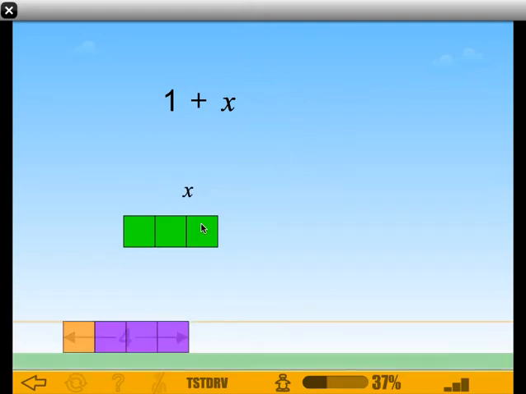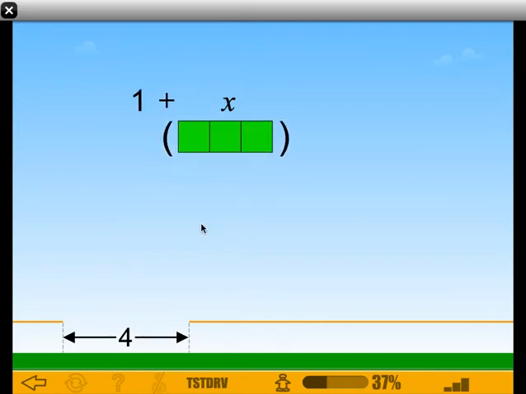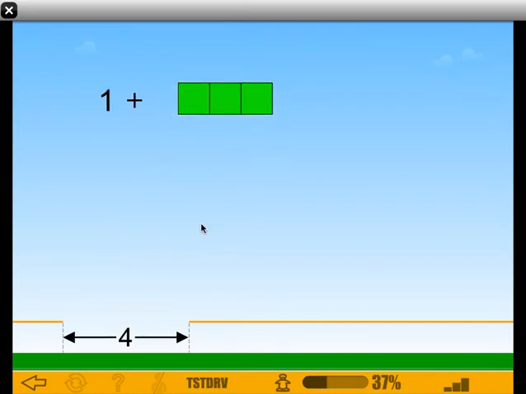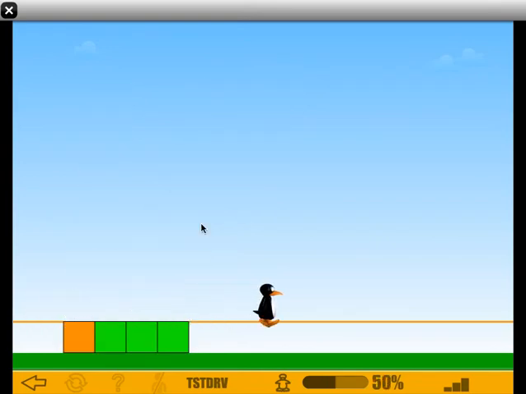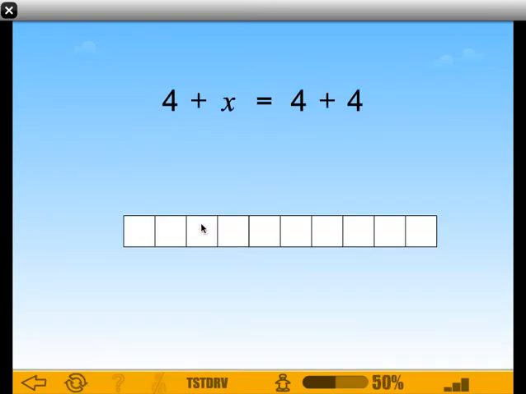Let's see if I got it right this time. Ah, there we go. Now I'm back on track. I'm going to try one more. Okay, so what I do over here, I need to do over here. I need to keep things balanced in terms of value. 4 plus x, 4 plus 4. So this has to be 4 over here.